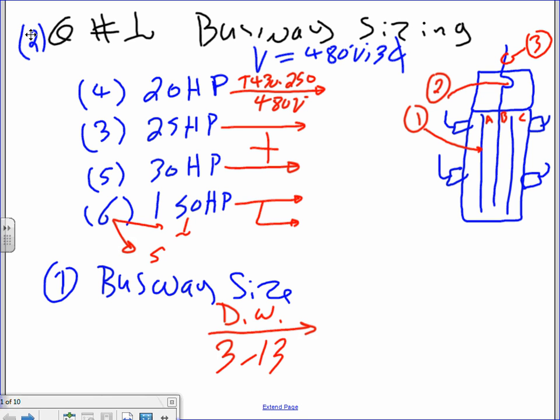The busway has plug-ins. Can you guys see that? And in the plug-ins, there are 4 motors or 4 machines, 20 horsepower each. 3 machines, 25 horsepower. 5 machines, 30, and 6 machines, 150. And your job is to size that busway, the plug-in busway. Cool. All right, so let's go ahead, guys, and start.